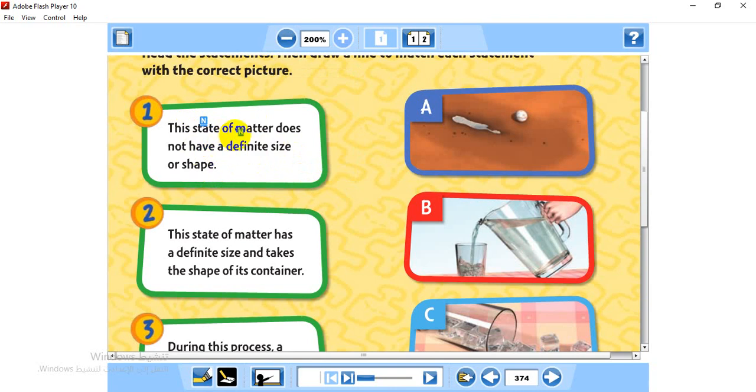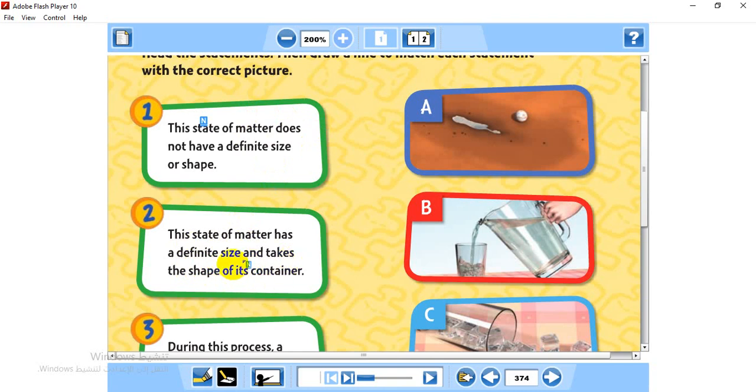Okay guys, the gas, because you know that gas doesn't have a definite shape or volume. Does the air that's surrounding you have a definite shape? No. Does it have a definite volume? No. Also you can't measure the gases that are surrounding you. Okay, number two, this state of matter has a definite size and takes the shape of its container.